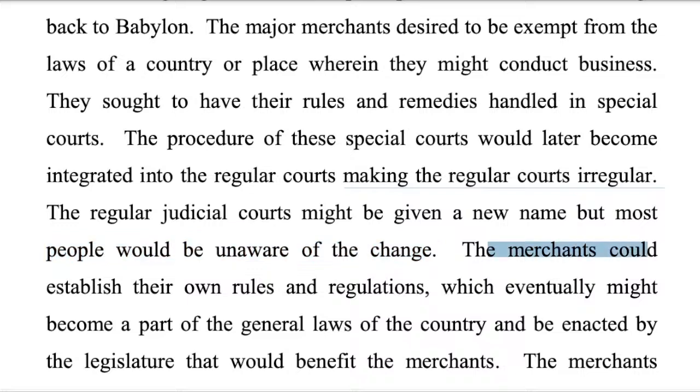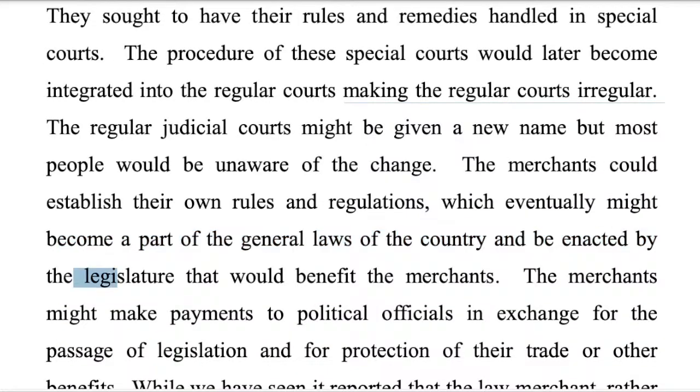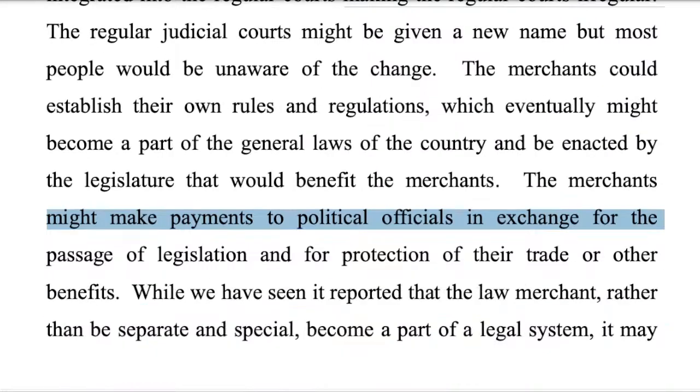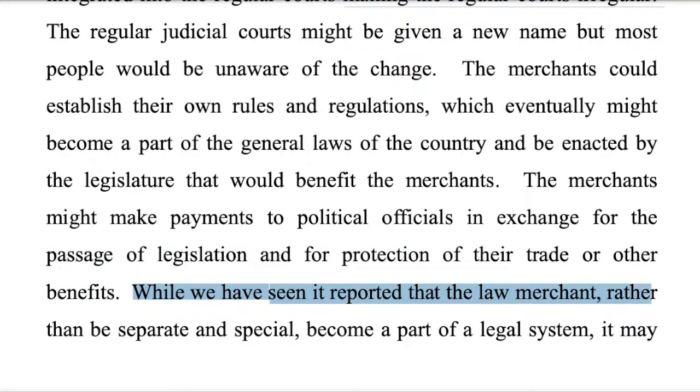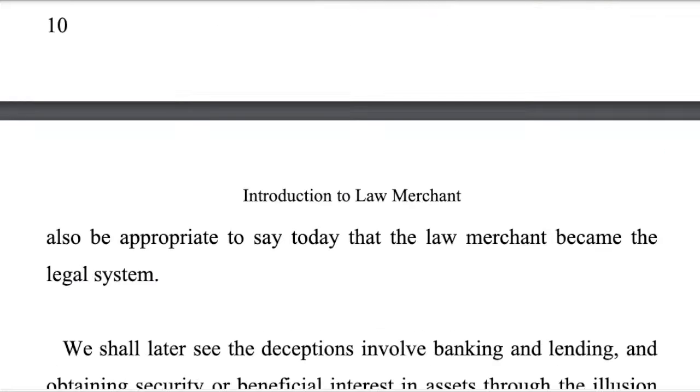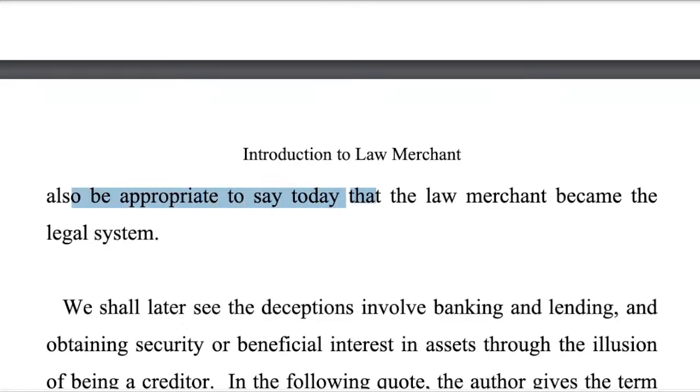The merchants could establish their own rules and regulations, which eventually might become part of the general laws of the country and be enacted by the legislature that would benefit the merchants. The merchants might make payments to political officials in exchange for the passage of legislation and for the protection of their trade or other benefits. While we have seen it reported that the law merchant, rather than be separate and special, become part of the legal system, it may also be appropriate to say today that the law merchant became the legal system.